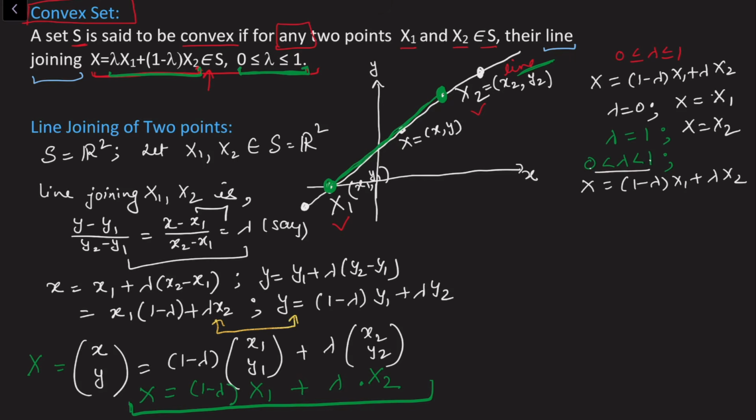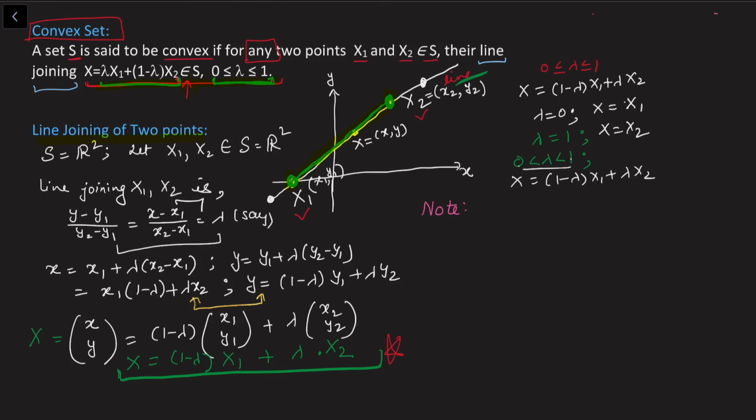So here we have calculated the equation of this line, but we are not interested in the whole line. We are only interested in this line segment, including these endpoints. So this is what is written in the set definition: a set S is said to be convex if for any two points, the line joining them must belong to the set S.